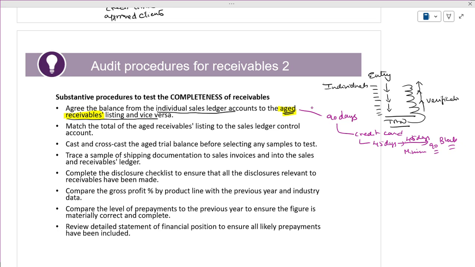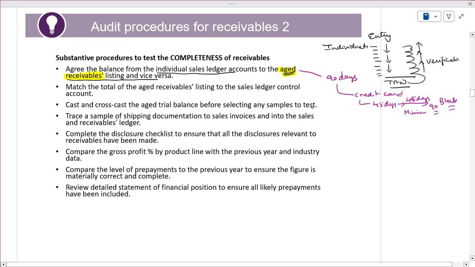This is where aged receivables come in. Aged receivables will be there. There are some non-recoveries, some delayed payments, and there will be some restructuring.